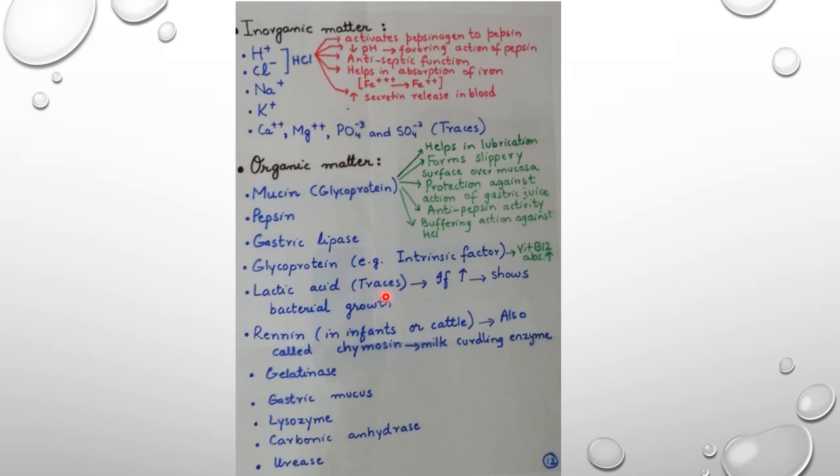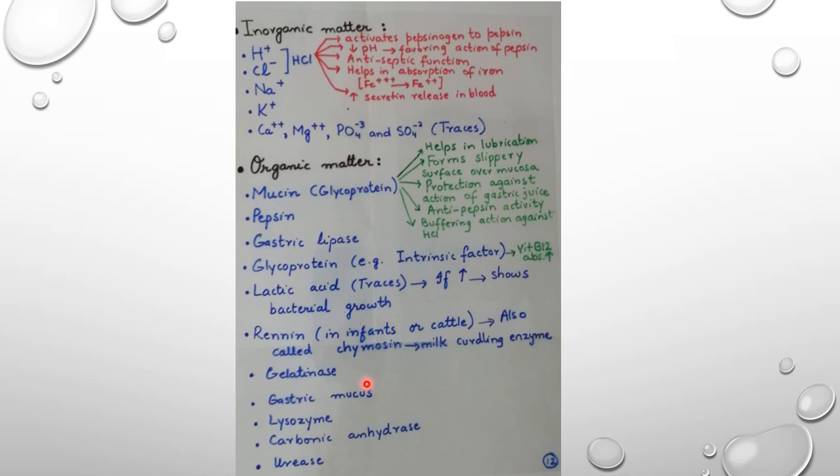Lactic acid in traces can also be found in this digestive juice, and if it is found in excess, then it indicates bacterial growth or bacterial infection. Then another protein called renin is found in the gastric juice of infants or cattle. This is also called chymosin or milk curdling enzyme.